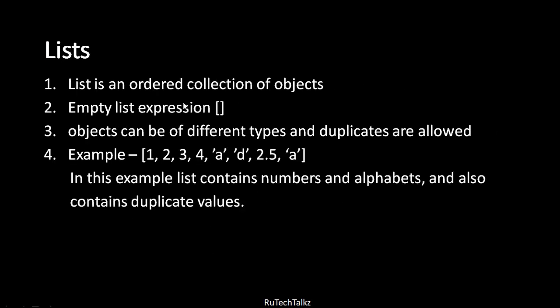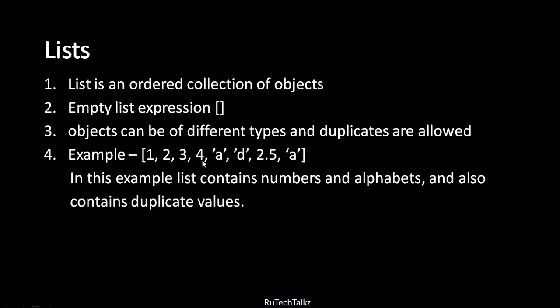What are lists? A list is an ordered collection of objects. An empty list expression is shown as two square brackets, one opening and one closing bracket. Objects can be of different types and duplicates are also allowed in a list.